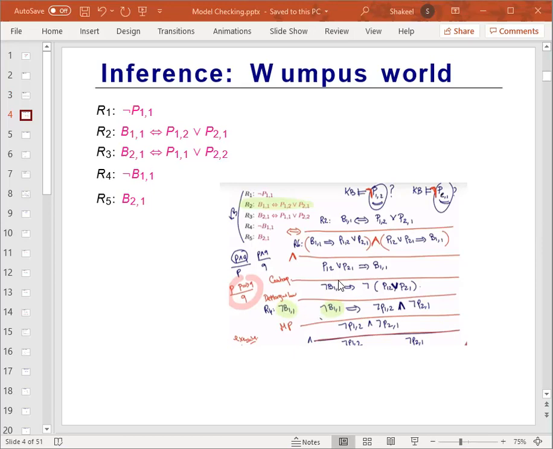The reason is that if this is true, it is guaranteed that both of them are true, based on the definition of the connective of conjunction. So we are going to focus on either of these two parts. Let's pick one of them. I would pick this one first, and I will tell you why later. So we have P12 or P21.